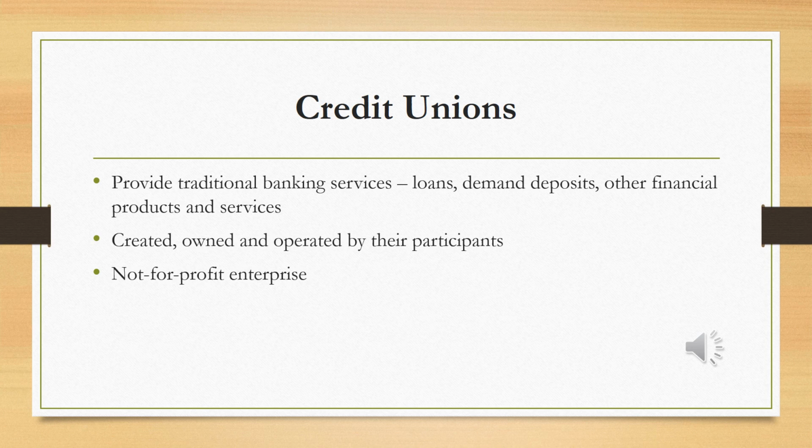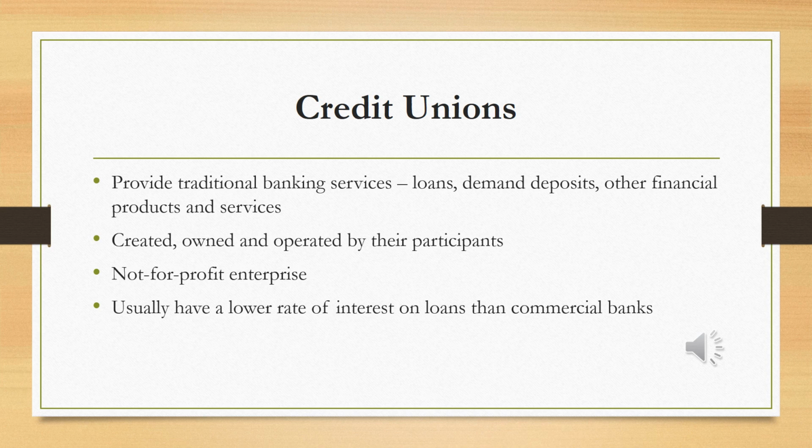Usually, credit unions offer a lower rate of interest on loans than commercial banks. Credit unions follow a basic business model where members pool their money and technically they purchase shares in the cooperative in order to be able to provide loans, demand deposit accounts, and other financial products and services to each other. Any income generated by the credit union is used to fund projects and services that will benefit the community and the interests of its members.